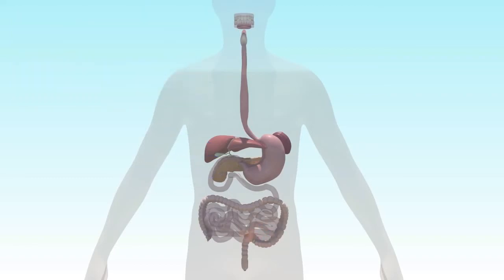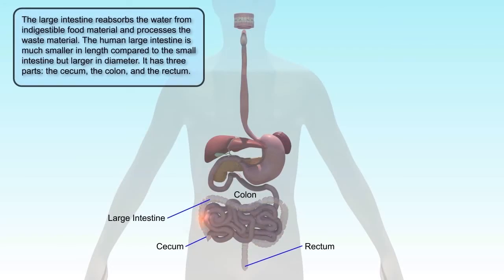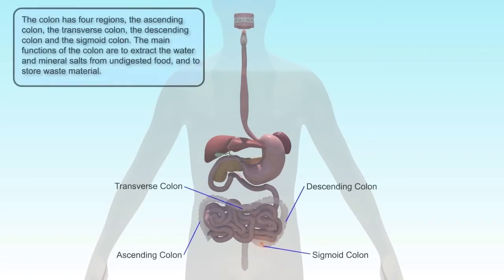The large intestine reabsorbs the water from indigestible food material and processes the waste material. The human large intestine is much smaller in length as compared to the small intestine, but larger in diameter. It is divided into 3 parts: the cecum, the colon, and the rectum. The colon has 4 regions: the ascending colon, the transverse colon, the descending colon, and the sigmoid colon.